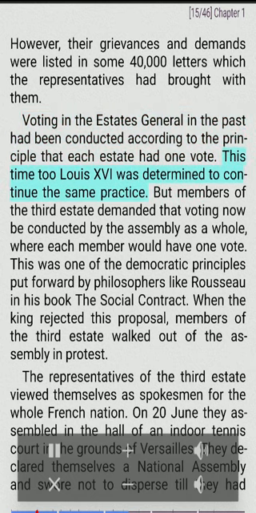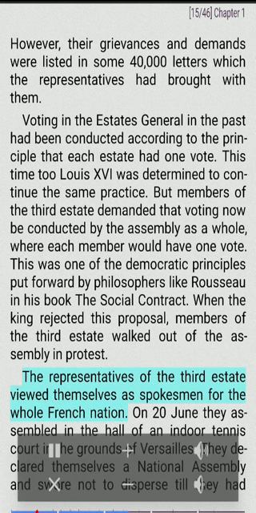Voting in the Estates General in the past had been conducted according to the principle that each estate had one vote. This time too Louis XVI was determined to continue the same practice. But members of the Third Estate demanded that voting now be conducted by the Assembly as a whole, where each member would have one vote.